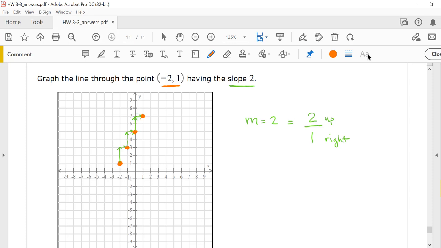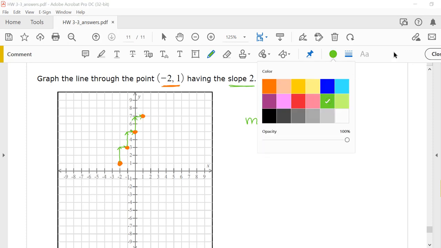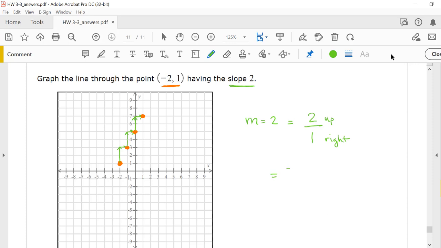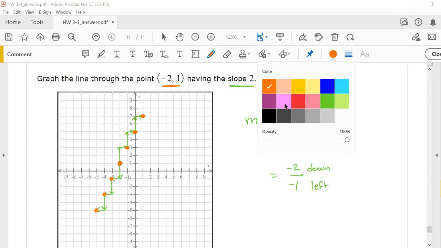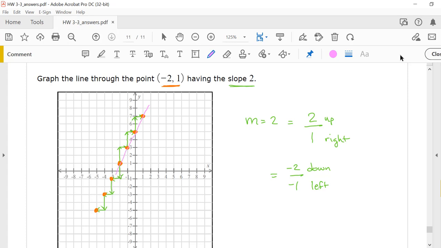Okay, I could choose to go, watch this. The slope is also -2 over -1, because -2 over -1 is also 2. So I could go down 2 and left 1. Down 2, left 1. Down 2, left 1. So I've got these points as well. All of these points are on that line. Here's the line.